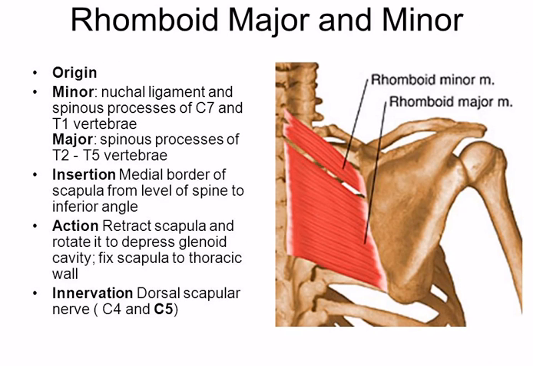Rhomboid major and minor. Origin: minor, nuchal ligament and spinous processes of C7 and T1 vertebrae; major, spinous processes of T2 to T5 vertebrae. Insertion: medial border of scapula from level of spine to inferior angle. Action: retract scapula and rotate it to depress glenoid cavity, fix scapula to thoracic wall. Innervation: dorsal scapular nerve, C4 and C5.